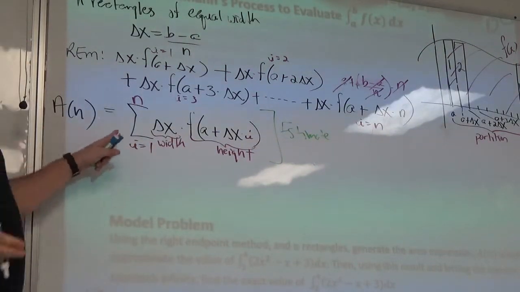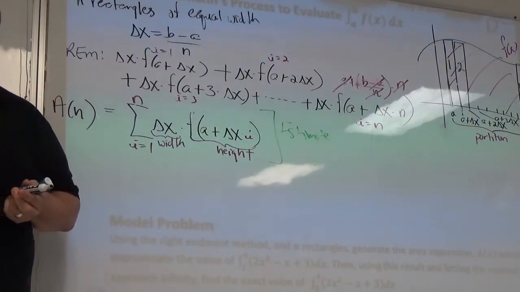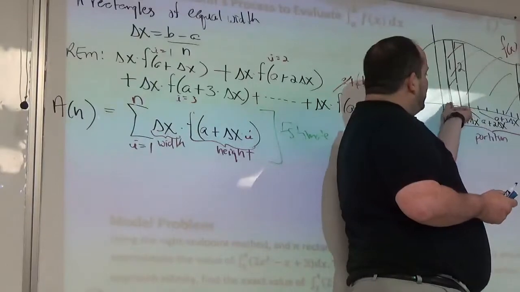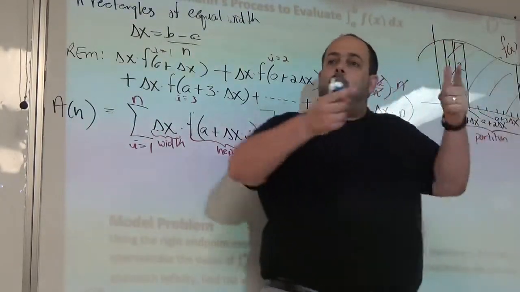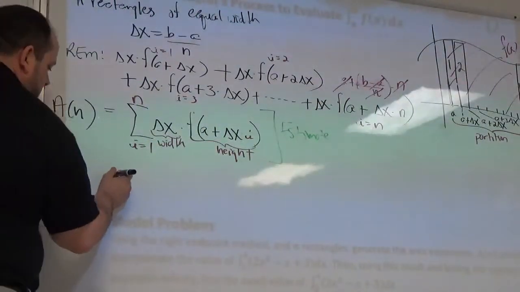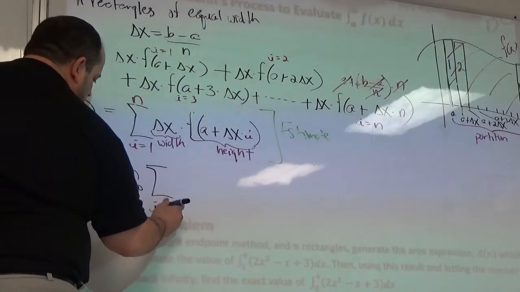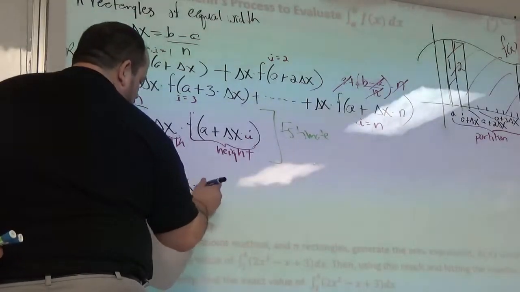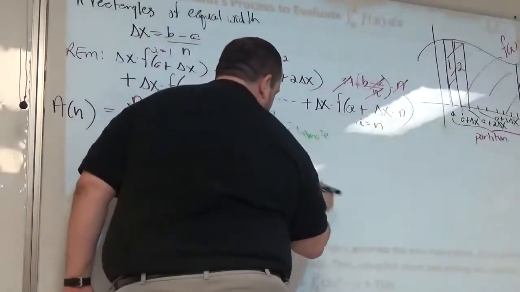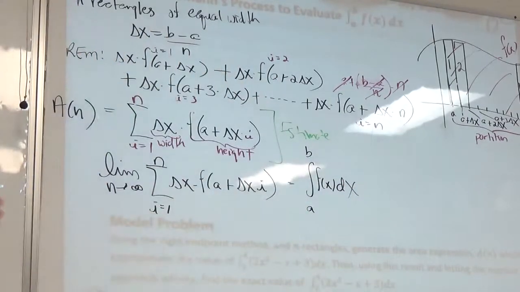Because if the number of rectangles goes off to infinity, then what happens to each rectangle? They get narrower, you get skinnier slices, and by getting skinnier slices, you're going to get less error. So the more rectangles, the better your approximation is. So to actually figure this out, he'd say it's going to be the limit as n approaches infinity of the sum from i equals 1 to n of delta x times f of a plus delta x times i. And this answer is the integral from a to b of f of x dx.